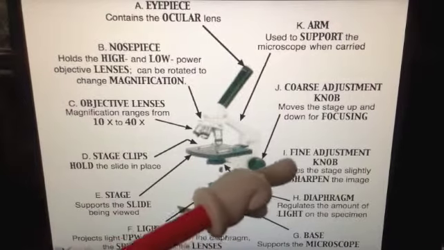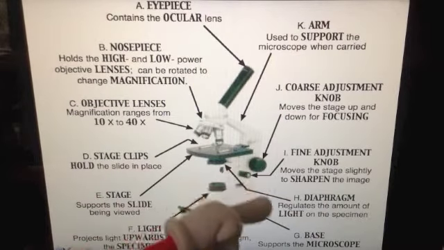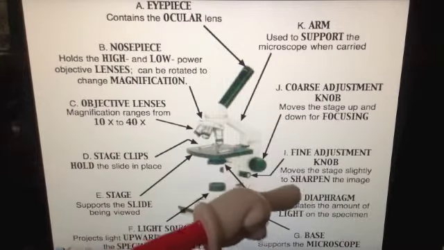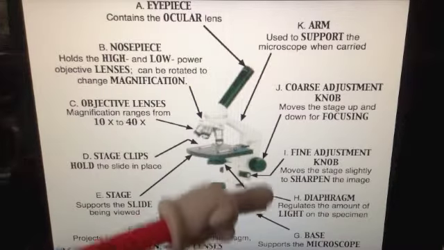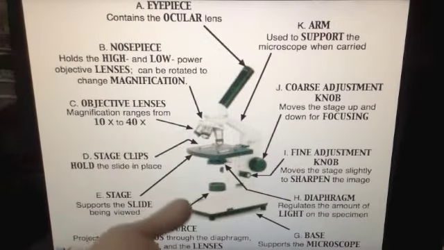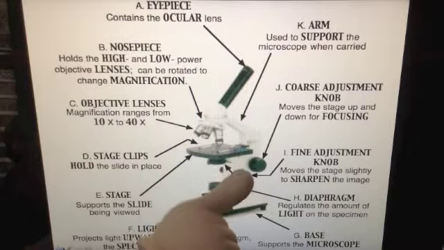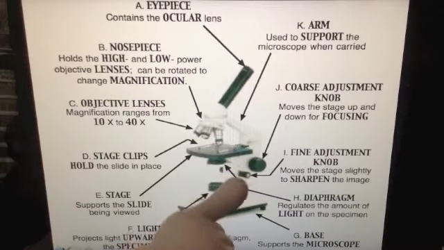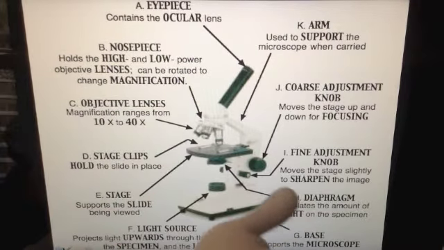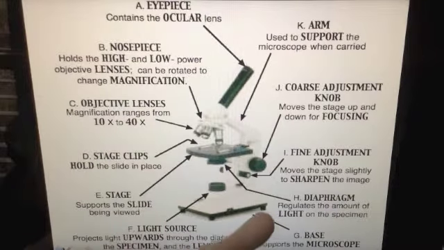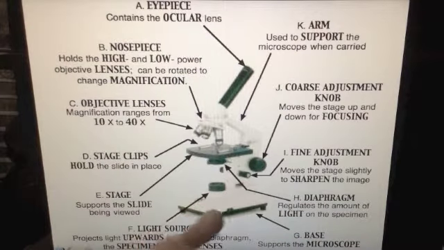The fine adjustment knob is the smaller knob under the coarse adjustment knob. It moves the stage slightly to sharpen the image, and you want to use that one second to get the clearest picture you can. The diaphragm, right there, regulates the amount of light on the specimen. Base, right here, supports the microscope.